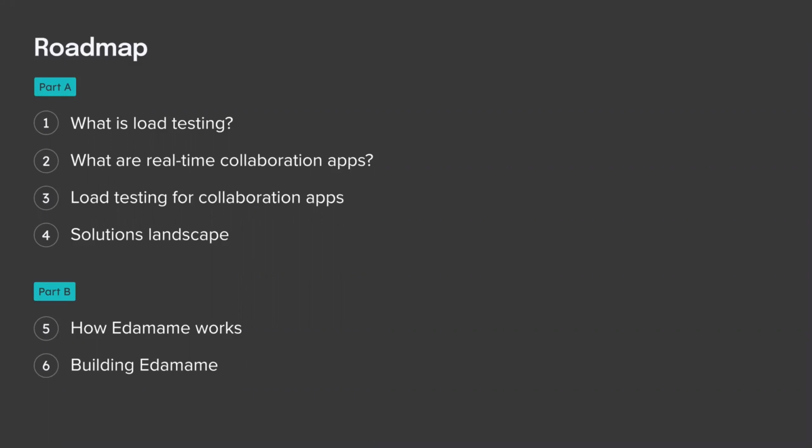And then the fourth point we'll cover is we'll walk through some existing solutions and we'll answer the question of how are companies actually solving these problems today. Then in part B, we'll outline our solution. So we'll first walk through the high-level architecture of how Edamame is set up so that you can get a bird's eye view of how Edamame works. And then finally, we'll talk about actually building Edamame and the specific challenges that we faced and how we solve these challenges with our architecture.